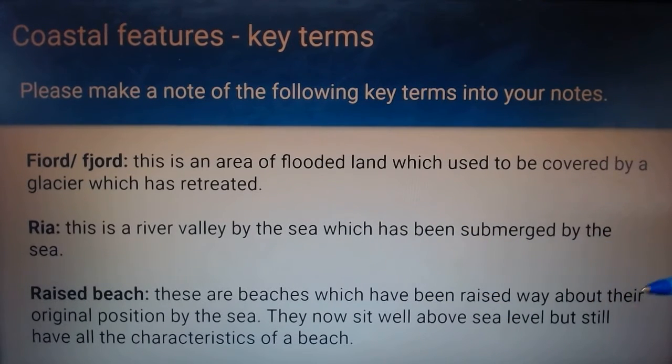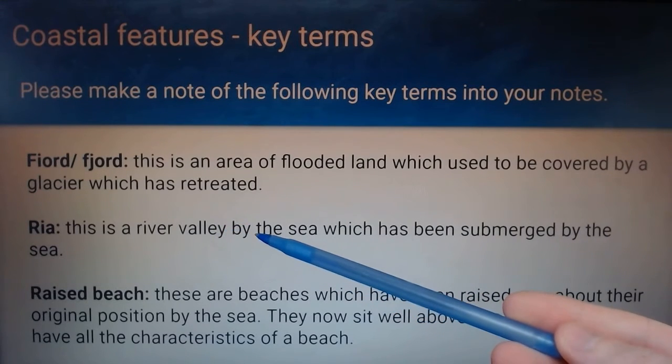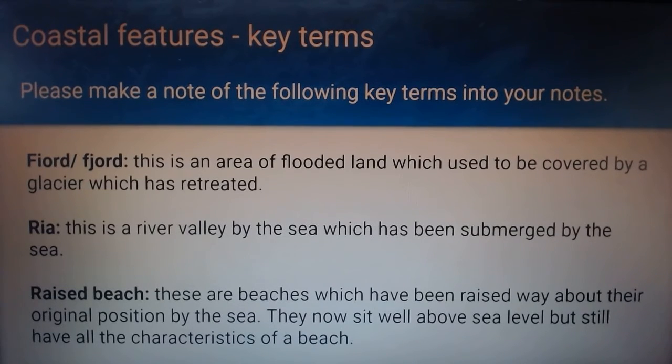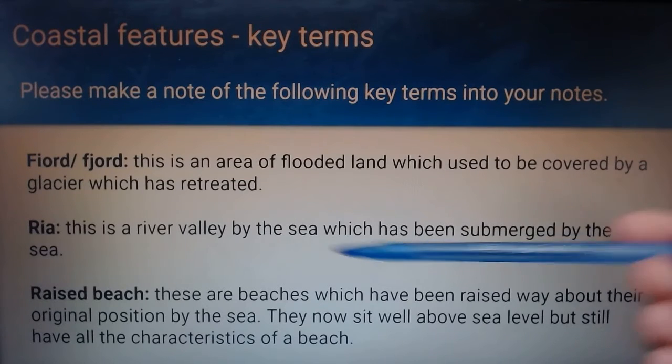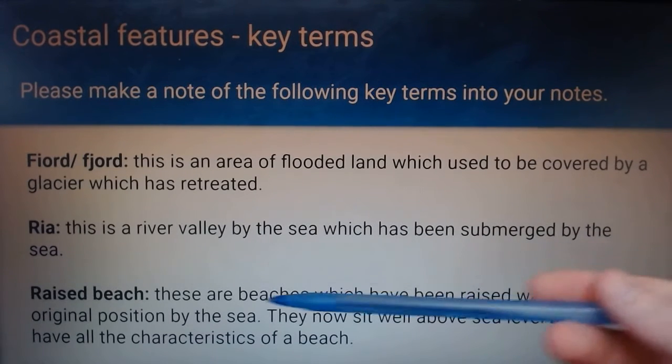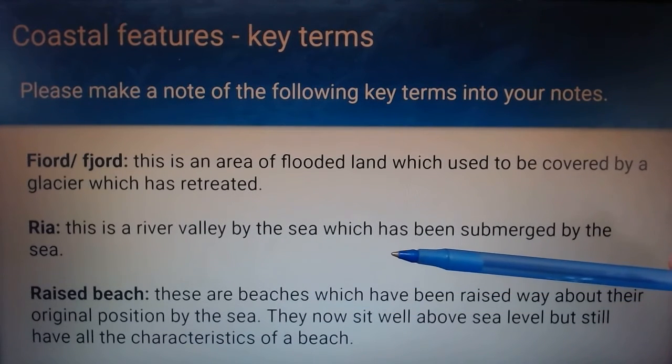Next is a ria. This is a river valley by the sea which has been submerged. As we said, all rivers flow into the sea. Now again, during these level changes of the ocean, during ice ages and so on, some of these valleys got flooded. When the water levels dropped, there were rivers there. When the sea levels rose again, they flooded a lot of these valleys and they became rias. Some are quite spectacular. And then a raised beach, we're going to look at that first.